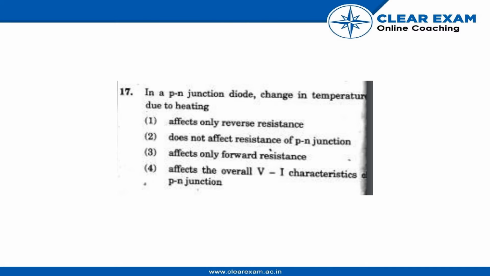As you all know, the graph of the PN junction is like this. This is where it comes to the breakdown, and from here it will take a steep rise. So what is given is that in a p-n junction diode, the graph is this, and when there is a change in temperature due to heating, what is the correct option according to you? We will see what the correct option is.